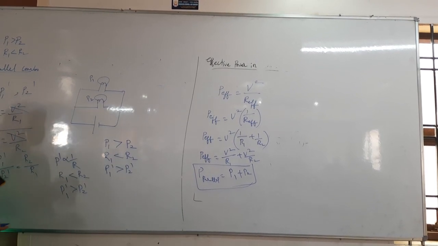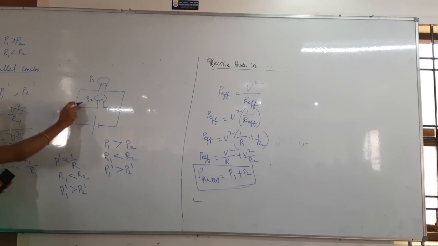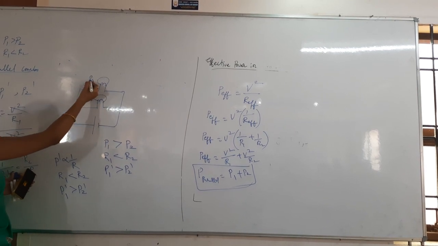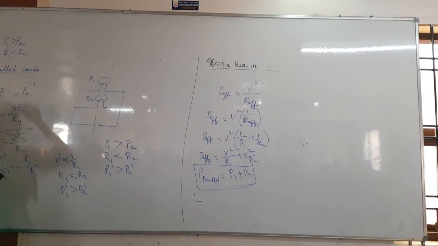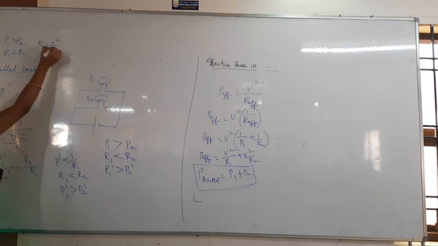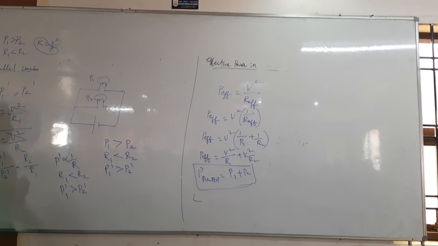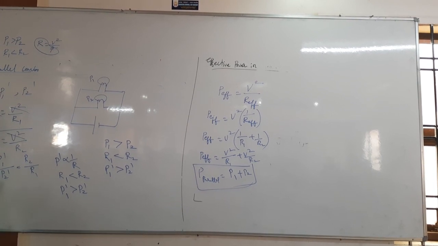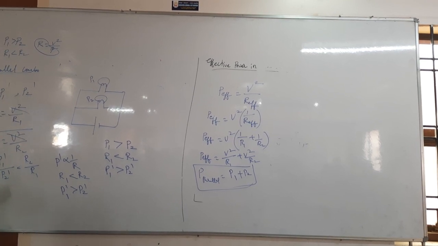Now look at the board again. I have taken two bulbs of different powers. Let me take the power P1 greater than P2. If P1 is greater than P2, we already know the resistance formula R is equal to V square by P, so R is inversely proportional to P. If P1 is greater than P2, then R1 is lesser than R2.